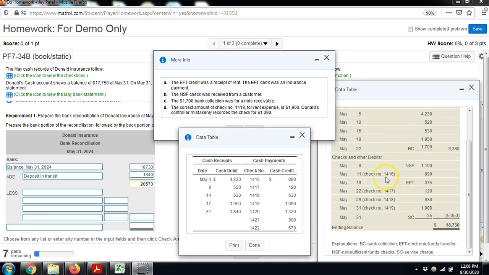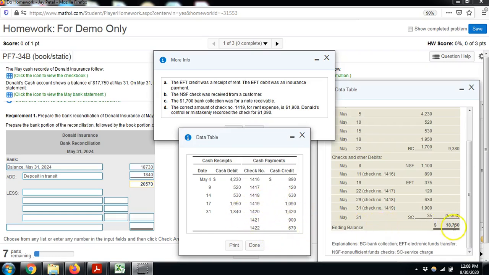But we see here we have check number 1416. So this one got deposited, 1417, 1418, 1419. So all these 4 checks here have been deposited. However, we see that we have these 3 checks that have not yet been deposited. So we're going to have to basically subtract them out of our bank account balance because really this is overstated by these check amounts because these checks will eventually come out.